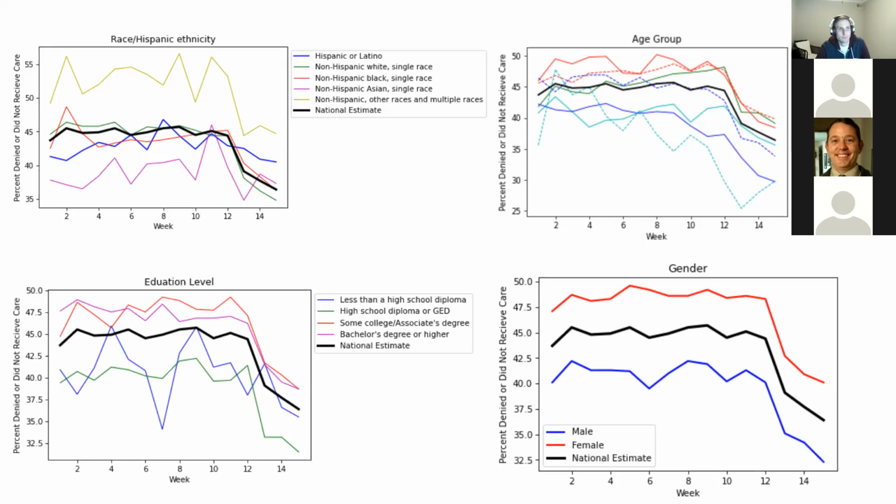The top right is age. So let's see here. Is the general trend downward, that care became more available for everybody later on? Yes, the overall trend is these surveys were pushed at a regular interval over the course of the pandemic, and as time went on, the national estimate does have a downward trend. So as the pandemic went on, more people reported fewer instances of reduced access to care.